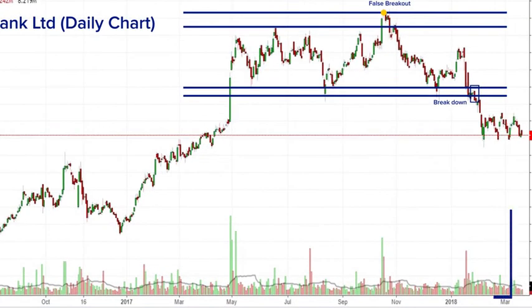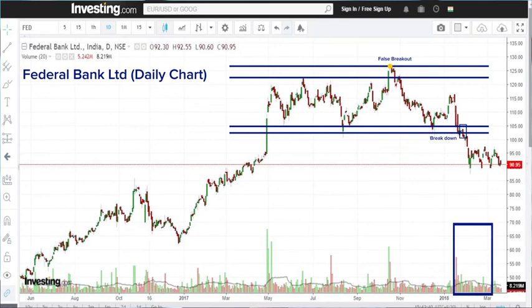And if the volume is on the higher side when the breakout or breakdown is happening, then you can be more assured. As you can see on the reversal, the volume of the stock Federal Bank actually increased. So you can be a little bit more assured that the reversal that was happening was actually for some more time and it can be sustainable.